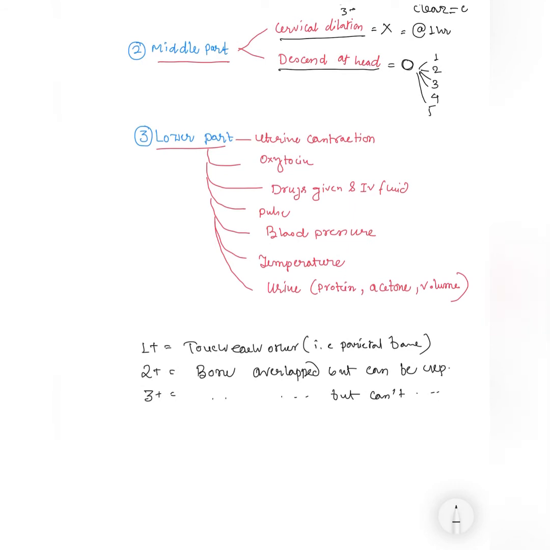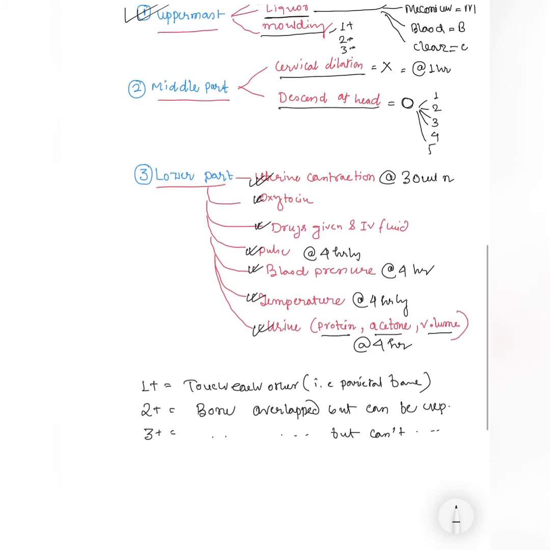Lastly, the lowermost part contains uterine contraction, then oxytocin, drugs given in IV fluids, pulse rate, blood pressure, temperature, and urine, which includes protein, acetone, and volume. Uterine contraction is monitored every 30 minutes. Pulse rate, BP, temperature, and urine are monitored every 4 hours. So this is one of our basic concepts about this topic.